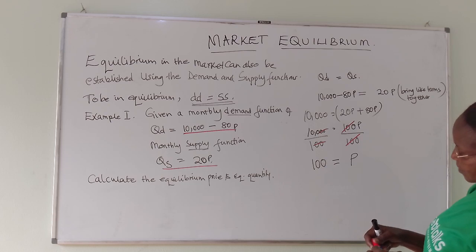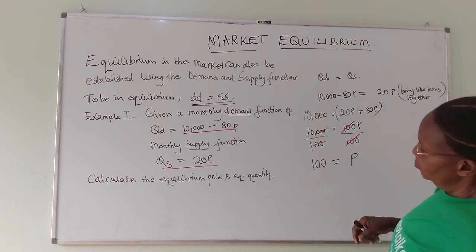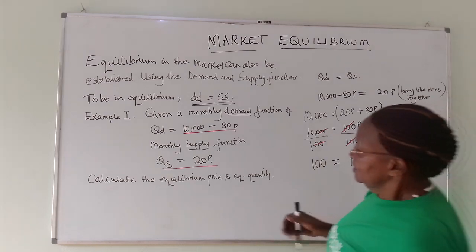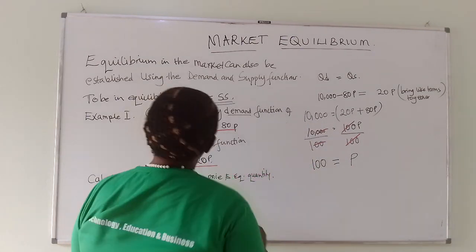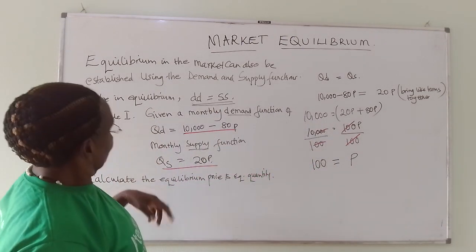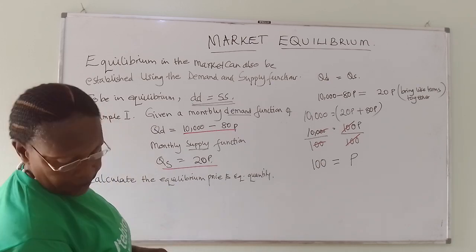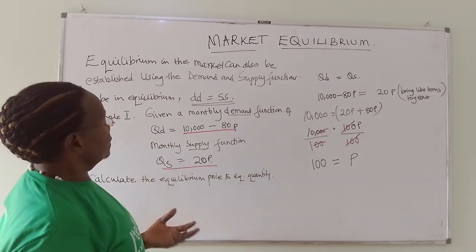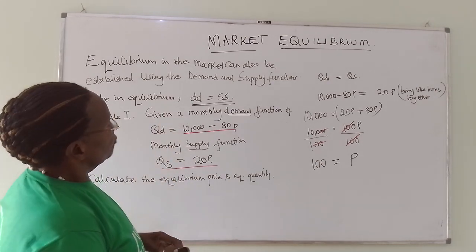And after getting the equilibrium price, we need to know the quantity supplied. At what quantity will be demanded and what quantity will be supplied. You simply have to substitute p into the formula.